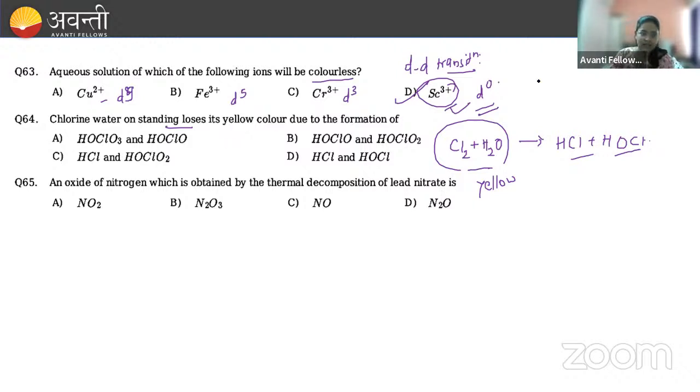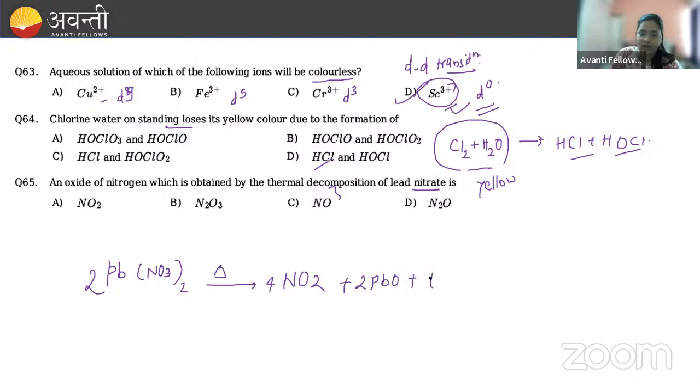Next, an oxide of nitrogen which is obtained by thermal decomposition of lead nitrate. So what is the lead nitrate structure? It is Pb(NO3)2. This is lead nitrate. On heating it gives us what? It gives us NO2, 4NO2, plus PbO, and we get oxygen also.